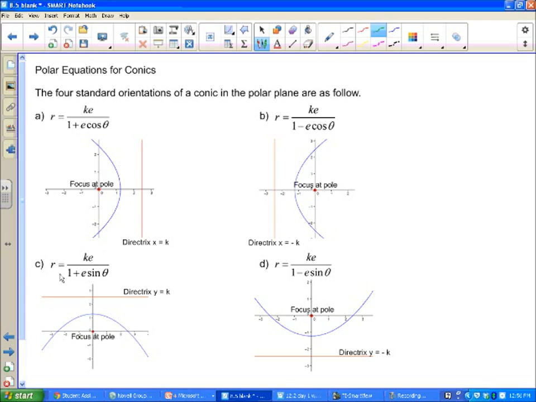Then down here, whenever we switch to opening up or down, we have y equals instead of x equals. So when y equals a positive number, that gives us a plus and a sine. And whenever y equals negative k, it gives us a minus and a sine. So this is kind of the basic information we need to know, and then we'll end up working some problems with this. And here we go.